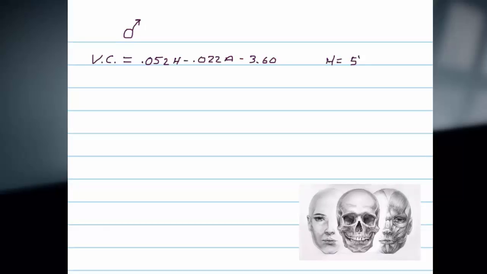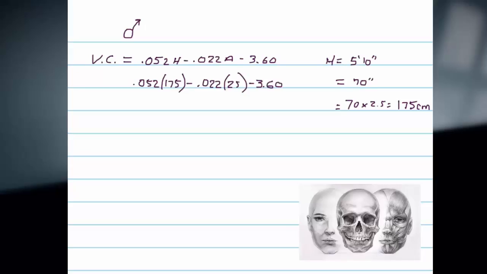Now, as I mentioned, Jared is 5 foot 10 inches tall. That's 70 inches, and that would equal, at 2.5 centimeters per inch, 175 centimeters. So we're going to plug that into our equation here, and we're going to put his age in as well, and we're going to do some multiplication and some subtraction. And we'll come up with a normal value for vital capacity for Jared of 4.95 meters.